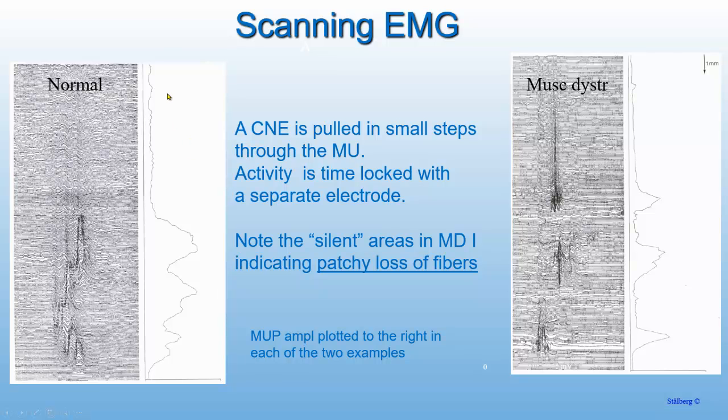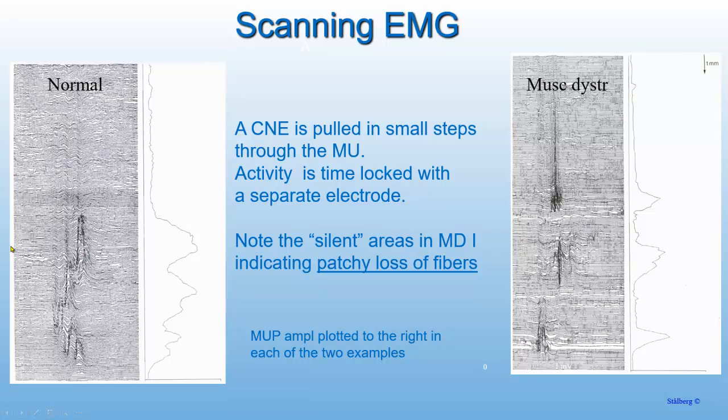We have a special technique by which we pull a concentric needle electrode, for example, through the motor unit in 50 micron steps. So it's quite a lot of steps here. And we trigger with a separate needle electrode in constant position to make sure that all these action potentials come from the same motor unit. And you see how a given motor unit really changes its shape as we go to different parts of the motor unit.